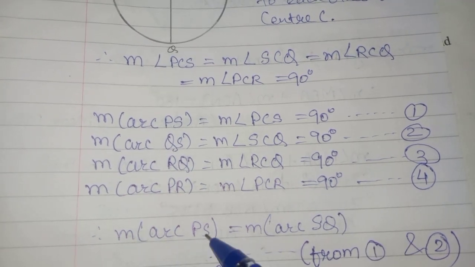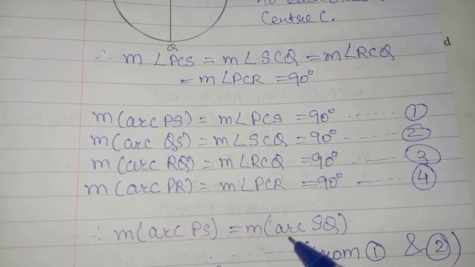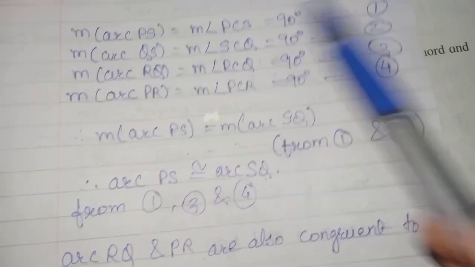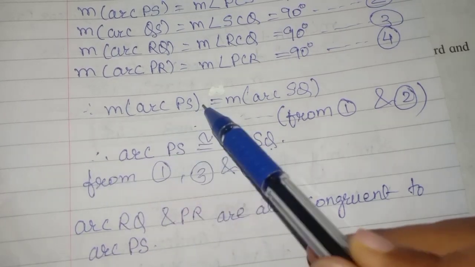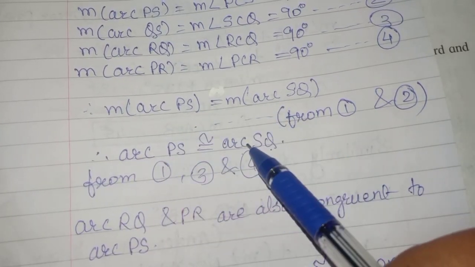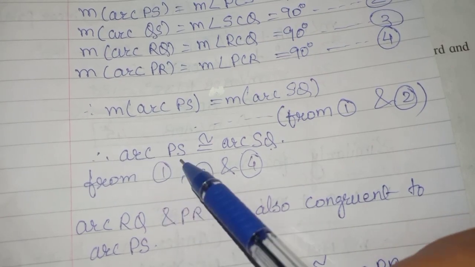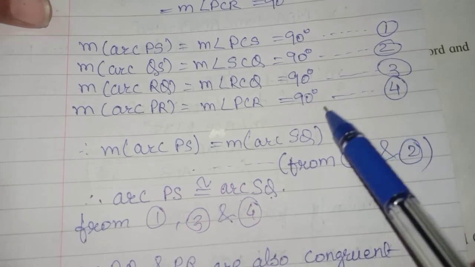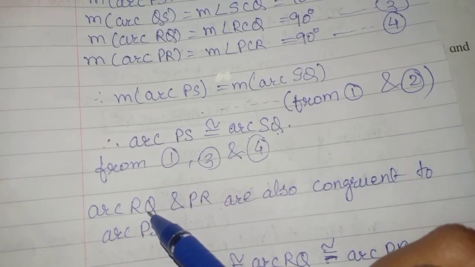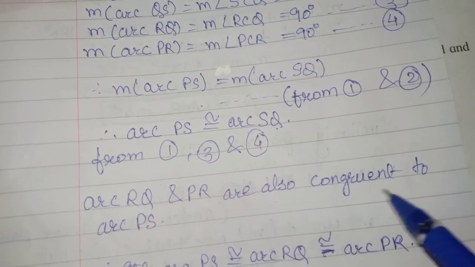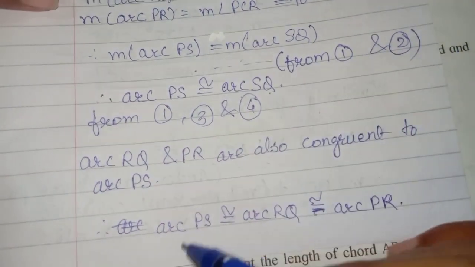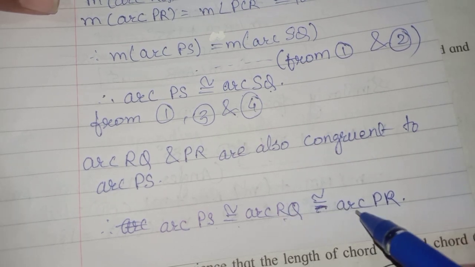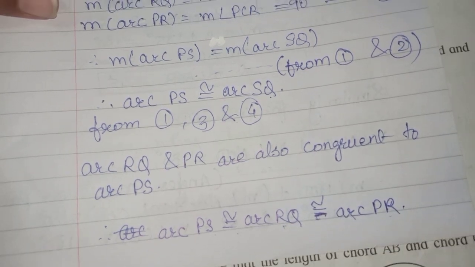So, measure arc PS is equal to measure arc SQ. If measures are the same, it means these arcs are congruent. So we can state that arc PS is congruent with arc SQ. And from 1, 3 and 4, we can write arc RQ and arc PR are also congruent to arc PS. Therefore, arc PS is congruent with arc RQ, which is congruent with arc PR also.